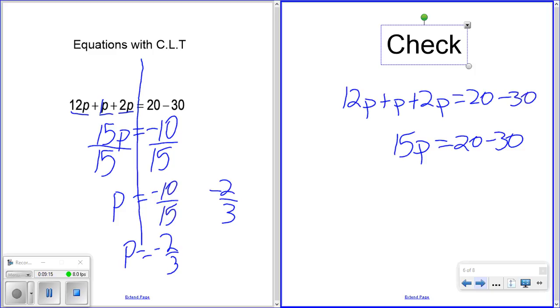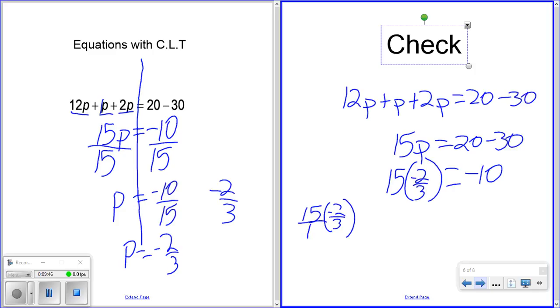All right, what is 15p? Well, 15p is 15 in parentheses, right? You're going to have negative 2/3. Okay, now you're going to have 20 minus 30. I'm just going to go ahead and simplify this side to get negative 10 so I don't have to worry about that later. And then I'll multiply. Now over here, you know when you multiply a whole number times a fraction, you simply put a 1 under the whole number and you multiply across.